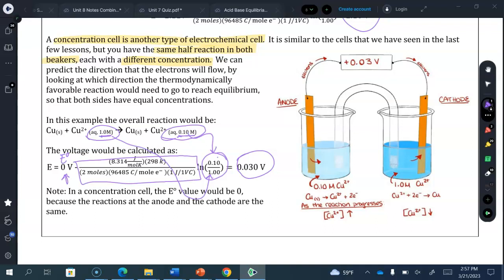Please note in a concentration cell, the E standard value is 0, as I showed here, because the reaction at the anode and the cathode are the same under standard conditions because they're both either going to be at 1 molar or they'll both be at 1 atmosphere, depending on if you're talking about aqueous solutions or gases.